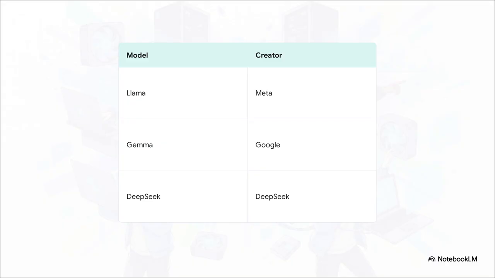Meta released Llama 3, which is an incredible open-source alternative. Google gave us Gemma, built on the exact same research as their massive Gemini models. Then you've got DeepSeek, a highly capable open model making huge waves right now, and Mistral, famous for being super fast and efficient. All of these are out there, offline, and totally free for anyone to take, use, and even fine-tune.